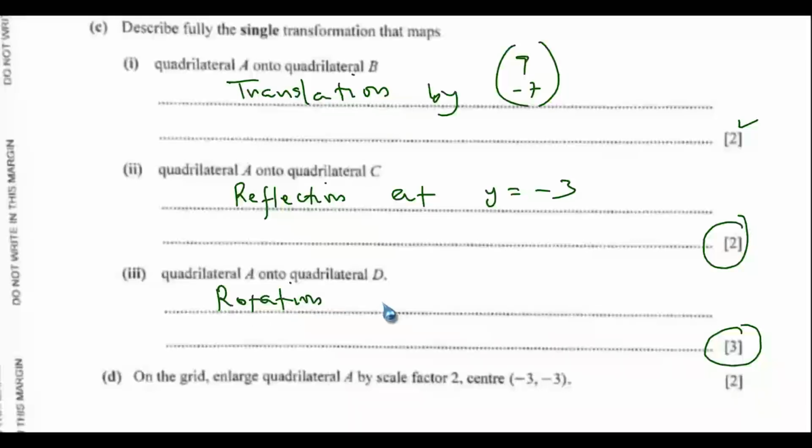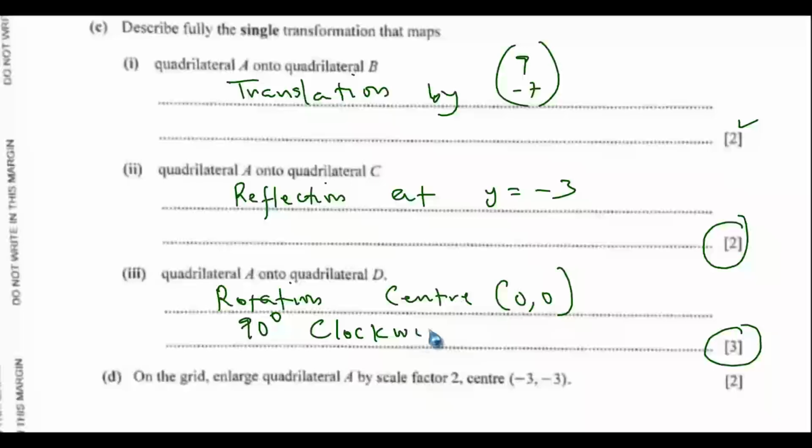Okay, then the center of rotation will be (0, 0), or you can write the origin. Then the angle will be 90 degrees clockwise. You can also write 270 degrees anti-clockwise or counterclockwise. So 90 degrees clockwise is the same as 270 degrees anti-clockwise.